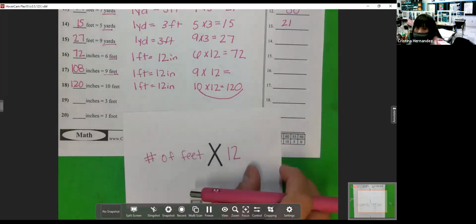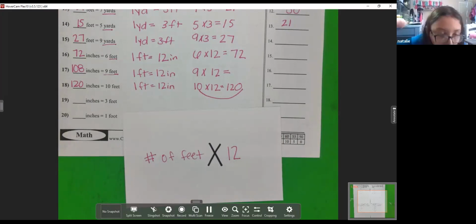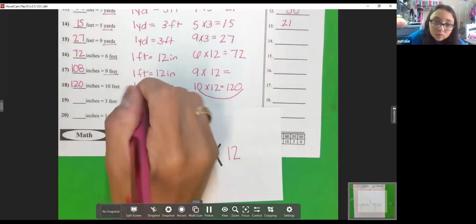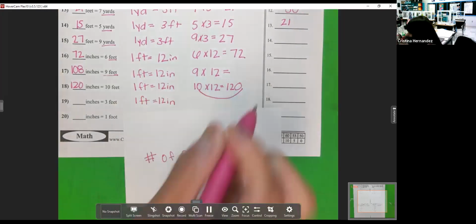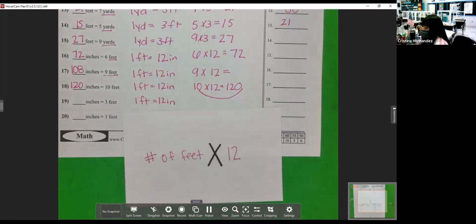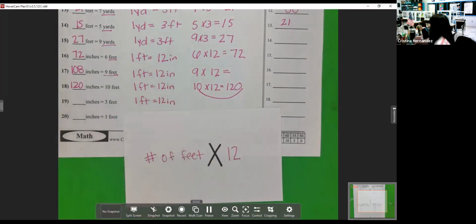Somebody at home, tell me how many inches are in 1 foot. 12. We're switching. 12. So 1 foot equals 12 inches. And how many feet are we converting to inches on problem number 19?